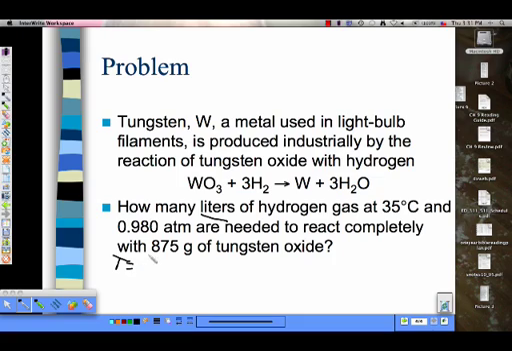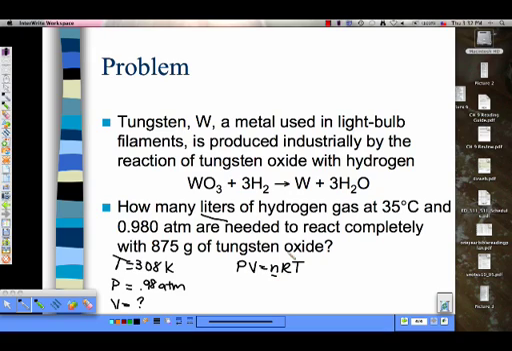Temperature is 35 degrees Celsius. Remember, we have to be in Kelvin, so 35 plus 273 is 308. So let's write that down. 308 Kelvin. We know the pressure is 0.98 atm. We're looking for volume, right? So which equation could we use to find volume when we know pressure and temperature? I would say we should use PV equals nRT. The only thing we need to do is find n.